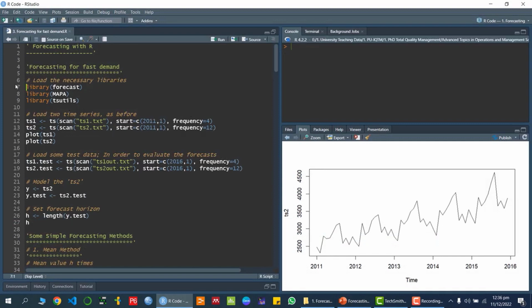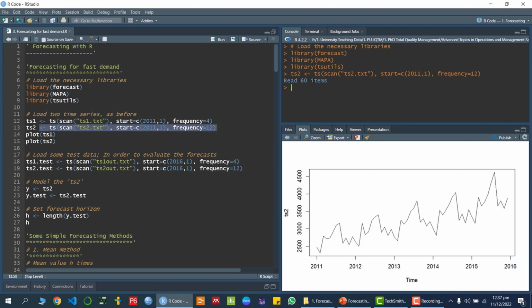So for that, first of all, I need to load the required libraries. I'm using the package forecast. I'm also loading this library package, as well as the third one, which is tsutils. Basically, I'm going to use this particular time series data, which is a monthly data set.